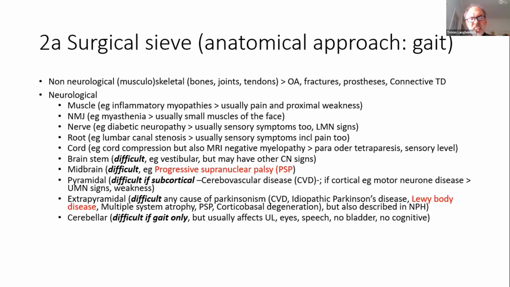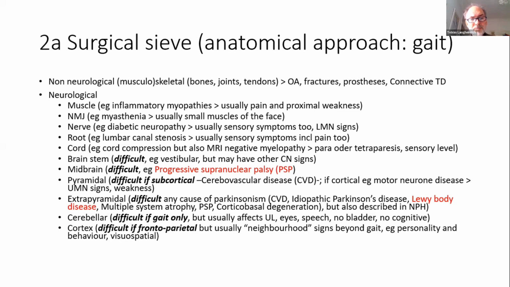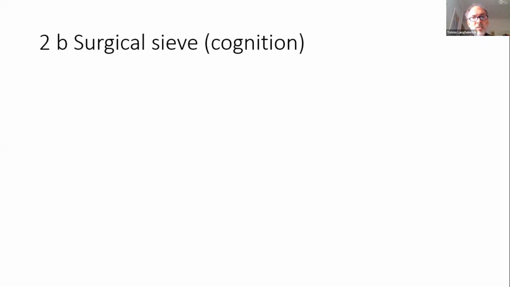Now, cerebellar disease is really only difficult if it affects gait only. Normally, cerebellar disease also causes problems with the upper limbs, with the eyes, with speech, and they don't typically have bladder problems or cognitive problems, so it shouldn't be too difficult to differentiate. Cortical diseases are difficult if they affect the frontoparietal cortex, and one of those is corticobasal degeneration, or atypical Parkinson's disease, basically. But again, usually people have other symptoms that suggest this is not an NPH type disorder, but must be a cortical dementing disorder, a neurodegenerative disease.